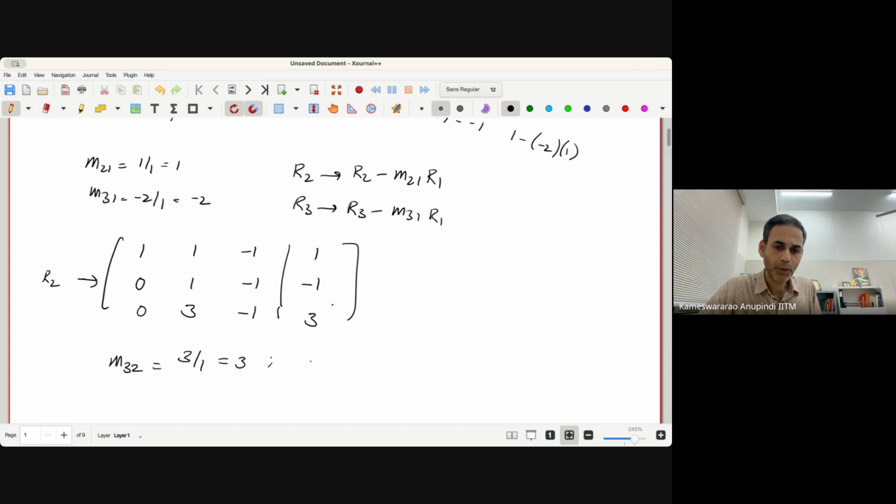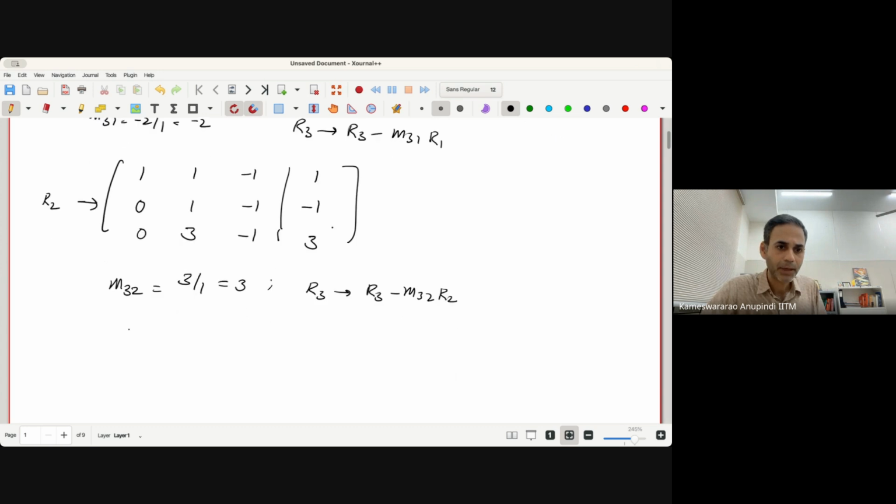Then my row operation is R3 tends to R3 minus M3 to R2. Okay. So if that is the case, my matrix is going to be 1, 1, minus 1, 1. Then the second row also remains the same, 0, 1, minus 1, 1. And then the third row we have 0. Then this is going to be 3 minus 3, that is also 0. Then we have minus 1 plus 3, right? That's going to be 2. Okay. Then we have 3 plus 3, that's going to be 6. Okay, so that is what we have.